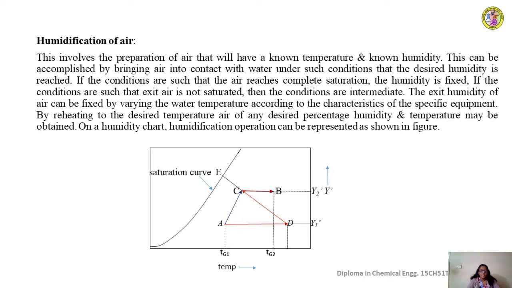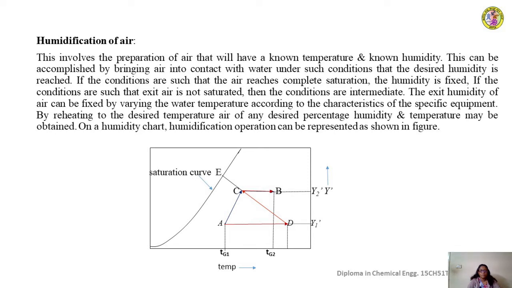Now, here, point A represents the initial condition of the given air sample. The initial temperature is Tg1 and the corresponding humidity is Y1'. Then there is another point in the diagram, point B, which represents the final condition of the given air. That means you are supposed to convert the air represented by point A to that represented by point B.